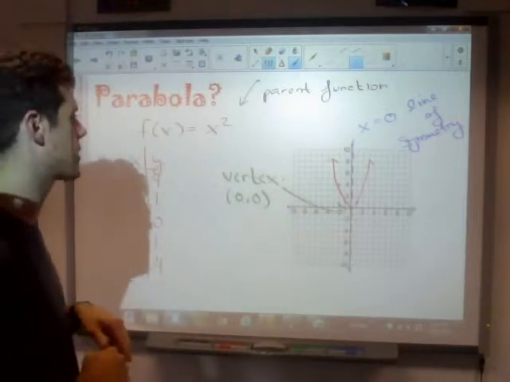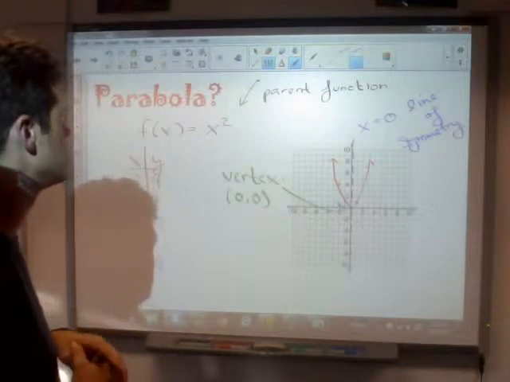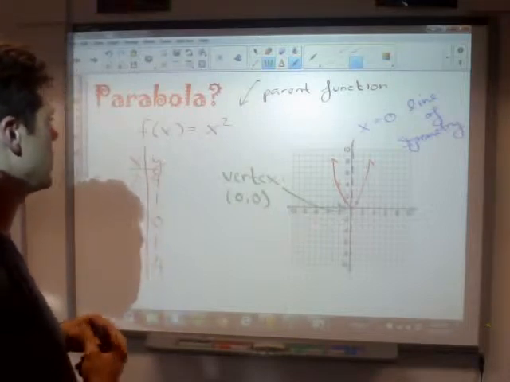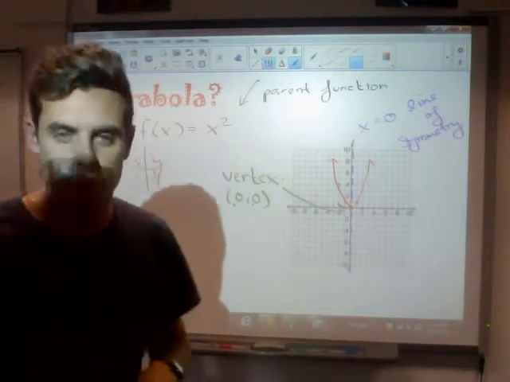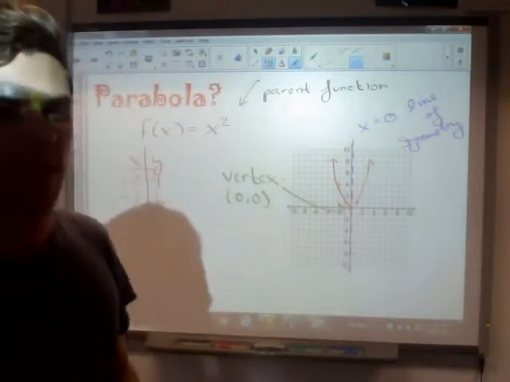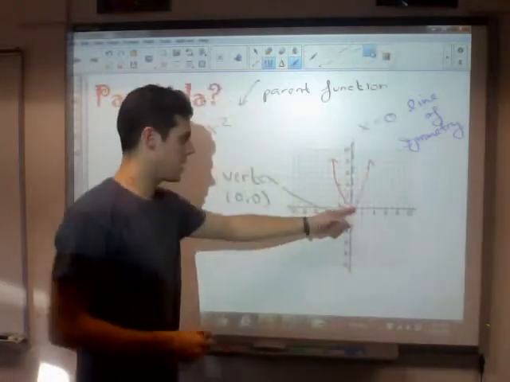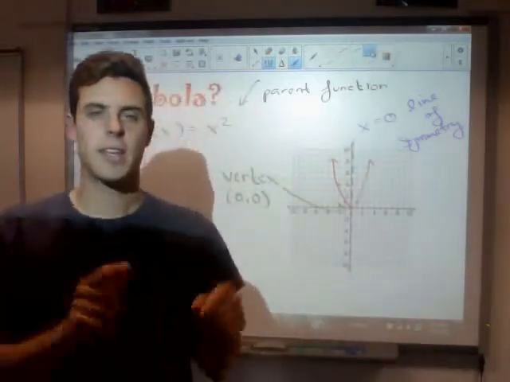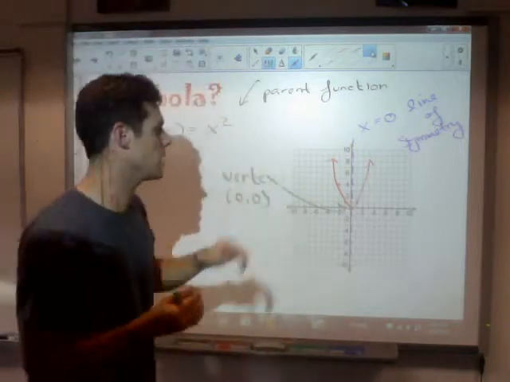Okay, other characteristics. What are other things that we can think of? Are there any other important characteristics? Let's see. Oh, well, it's got an x-intercept. There's a point on this graph that's important to me because it's the point that touches the x-axis. We know x-intercepts happen when y is 0.